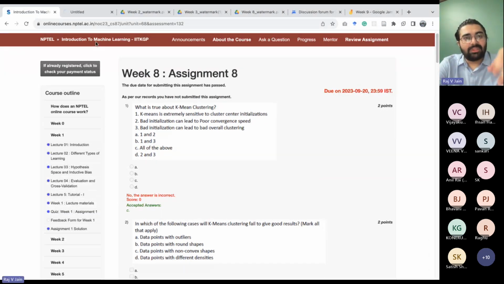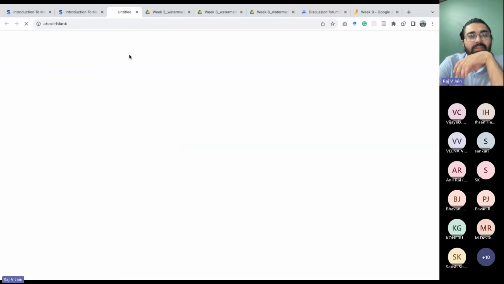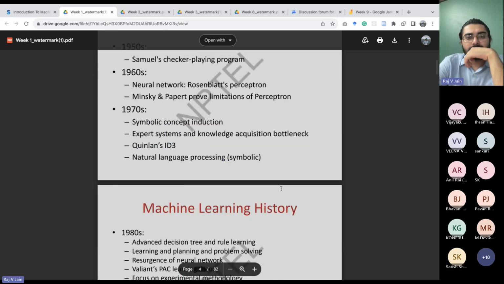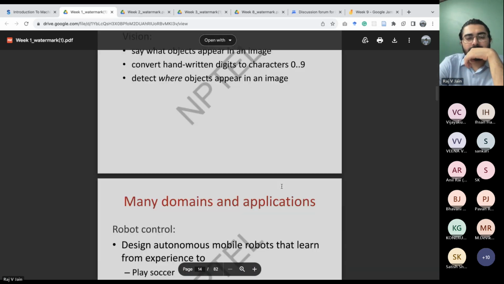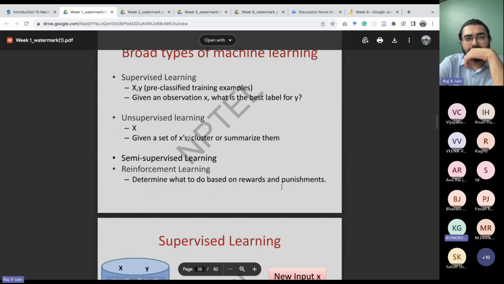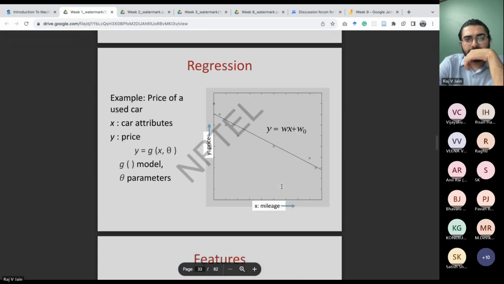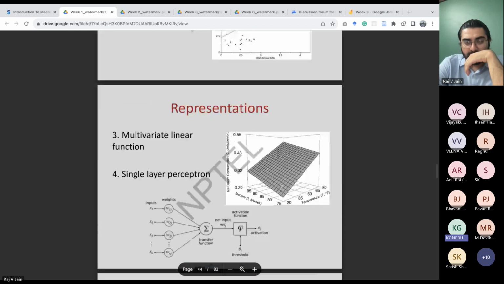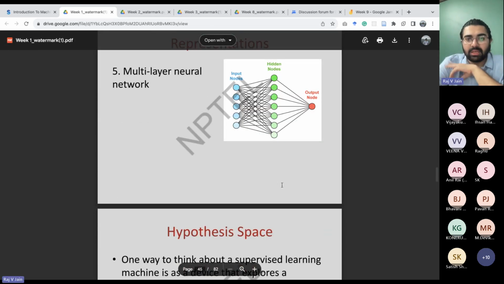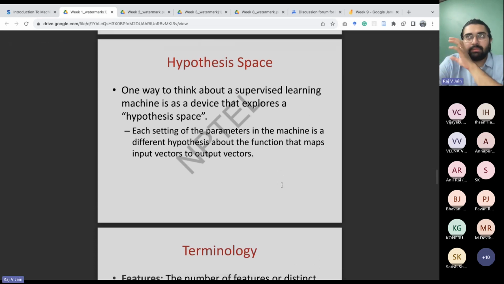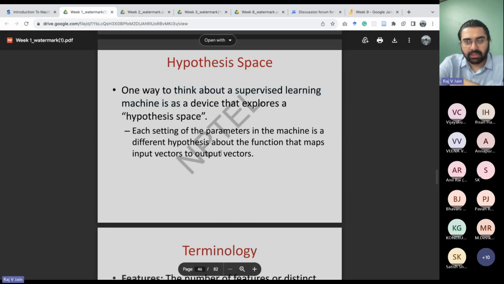Hypothesis I understand intuitively, but concept means... is one hypothesis what we call a concept, or no? No. A hypothesis is basically a function which classifies points. That's the hypothesis. The hypothesis space is all those possible functions.